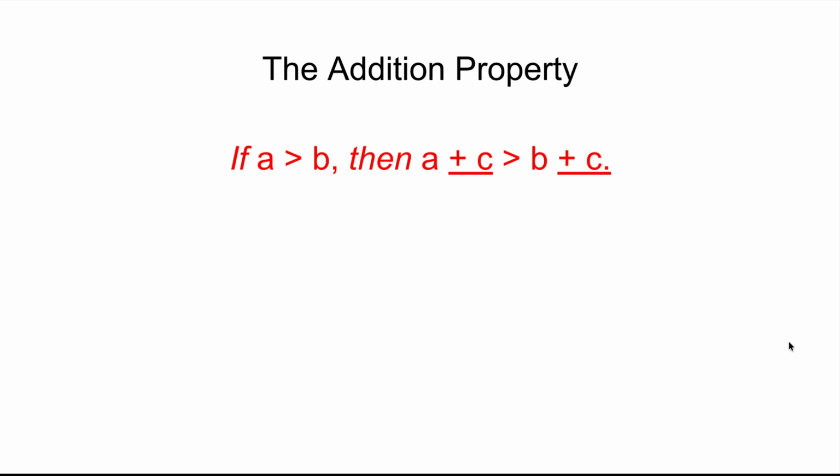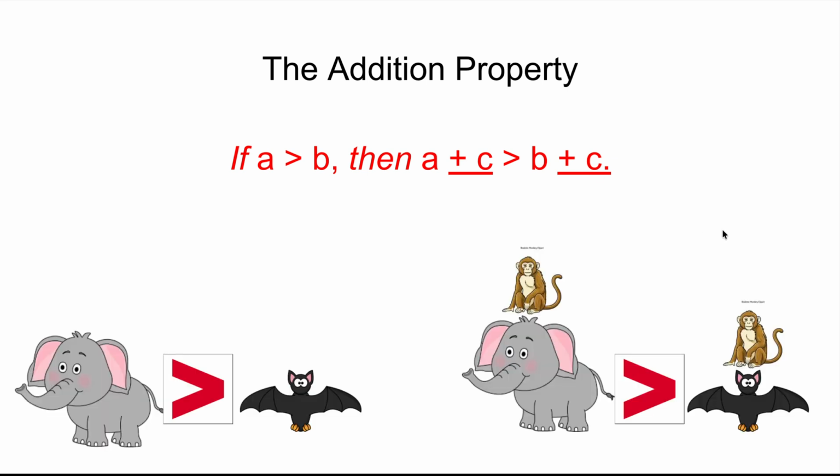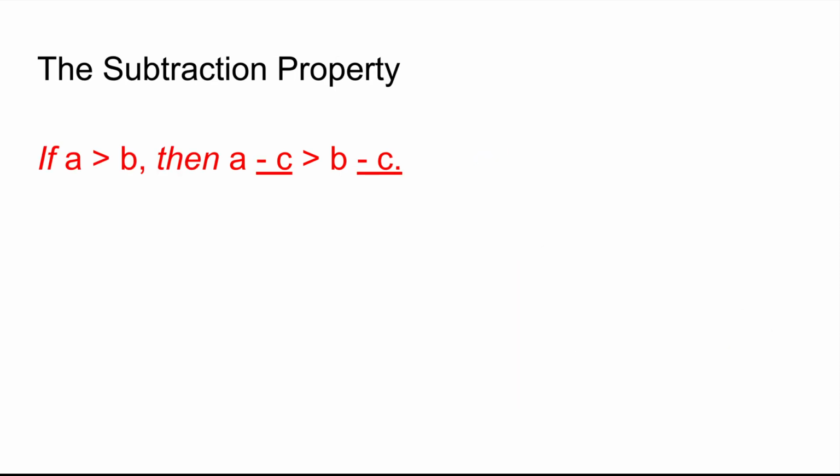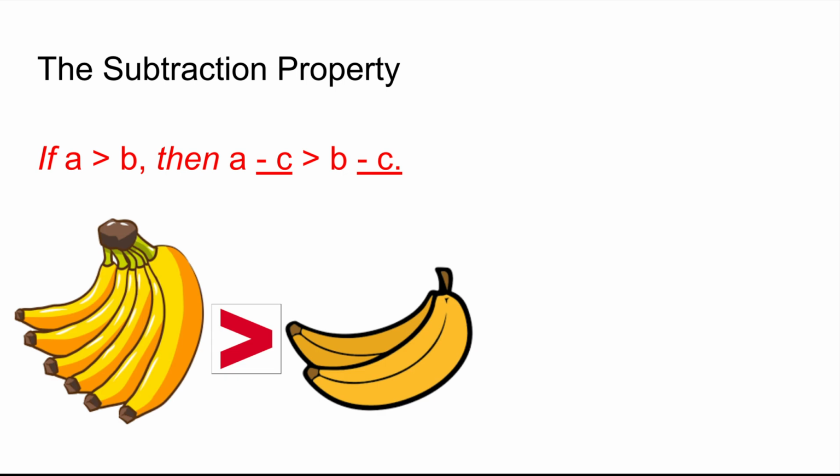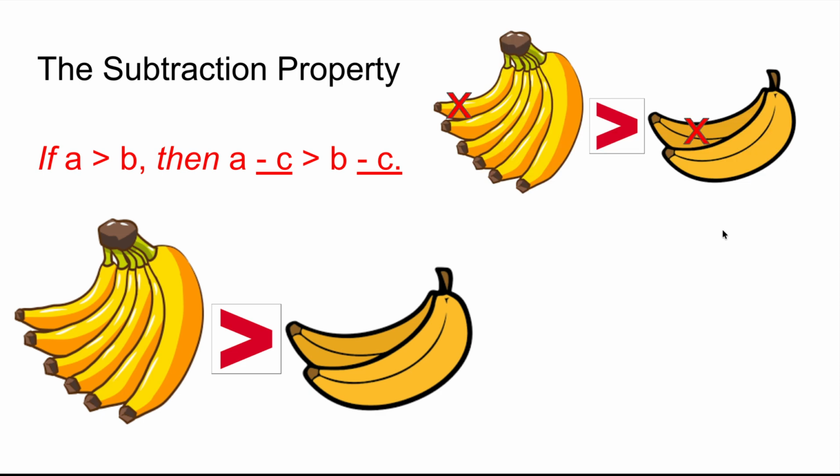We have our addition property. So if A is greater than B, then A plus C is greater than B plus C. So since we added the same to both sides, it still maintains the same inequality. Then we have our subtraction, which is exactly the same. If A is greater than B, then if we subtract C from both of them, it will still be the same.